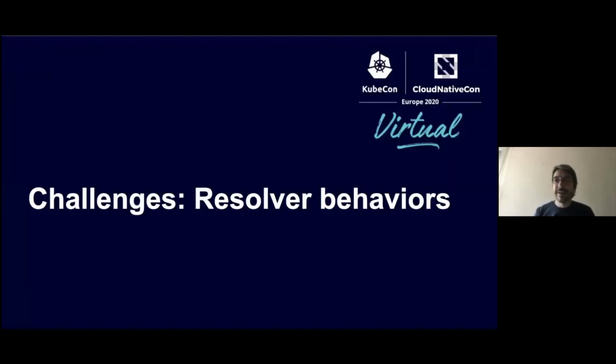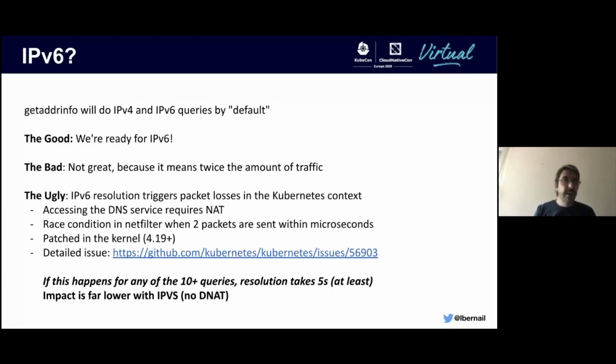So let's talk about resolvers now. Why do we get IPv6 queries? The default POSIX method to query for DNS is getaddrinfo, and it should do IPv4 and IPv6 by default. So the good thing is you're ready for IPv6. The bad is, well, not great because you're getting twice the traffic, right?